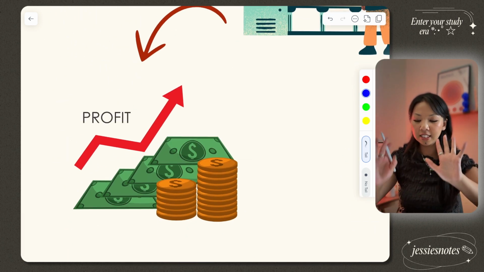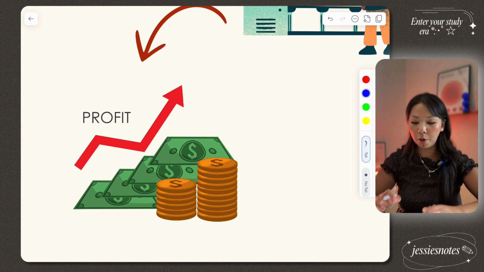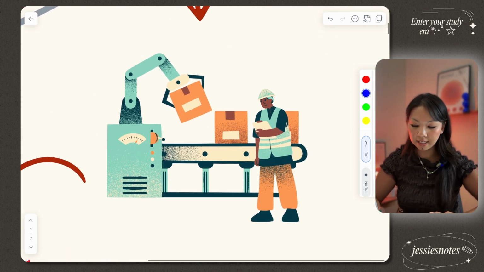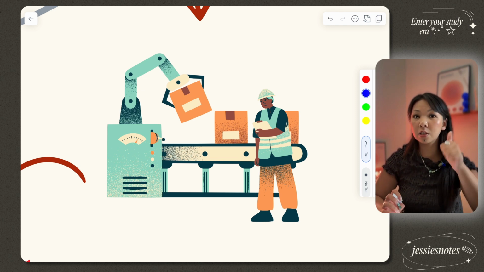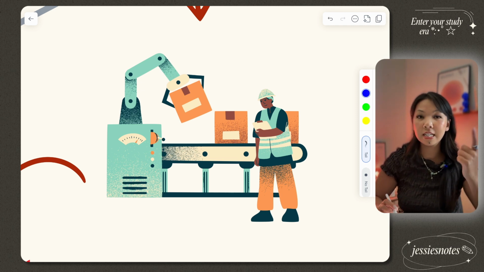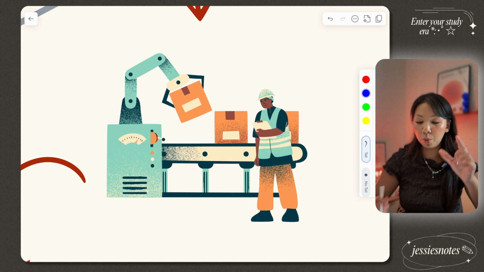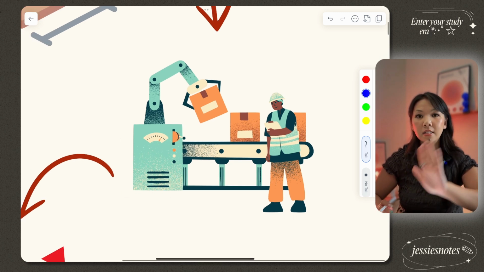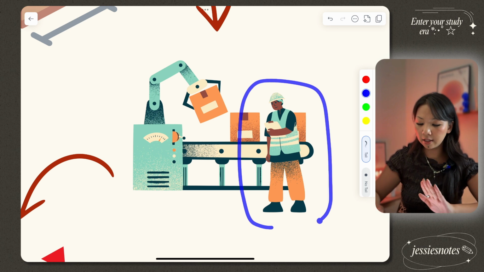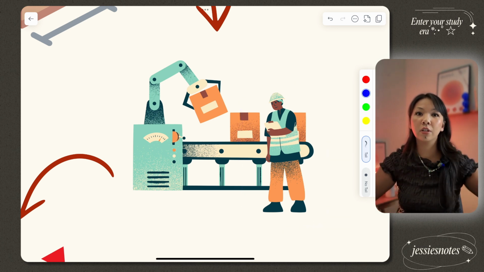So you can see that there are many different ways that you can optimize. Another way you could optimize is, let's say you have a bunch of workers and you know that they need a certain amount of time to produce these boxes. If you were to try to maximize your profit, you may want to minimize the amount of time that your workers are out here actually doing their work.